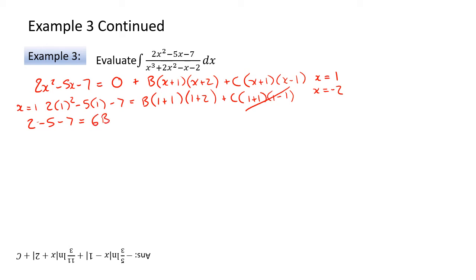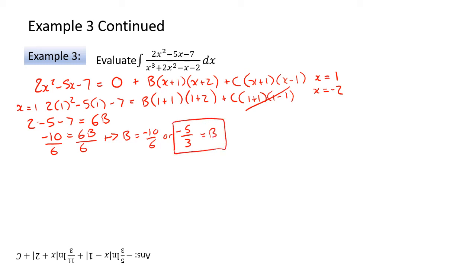So simplifying this, 2 minus 5 is negative 3, minus 7 is negative 10, so we have negative 10 equals 6b. So if we divide both sides by 6, we get b is equal to negative 10 over 6, or negative 5 over 3, if we reduce the fraction to lowest terms. So I'll write equals b, just so that we have this for comparison.